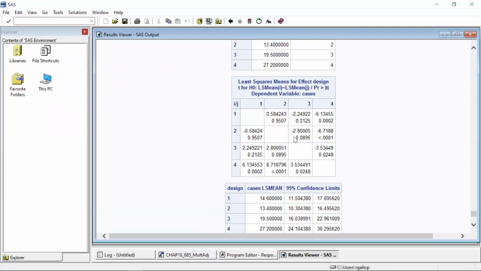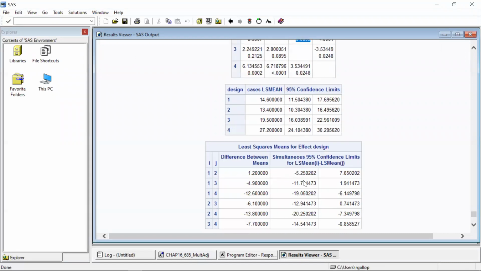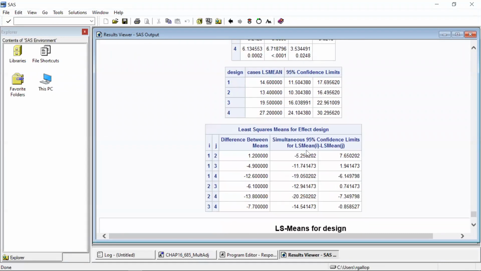Right, here's the 2-3 now, 0.0895. Right, so again, these p-values are adjusted for the multiple comparisons. Again, there's our confidence interval. This is 1 compared to 4 as opposed to 4 compared to 1.